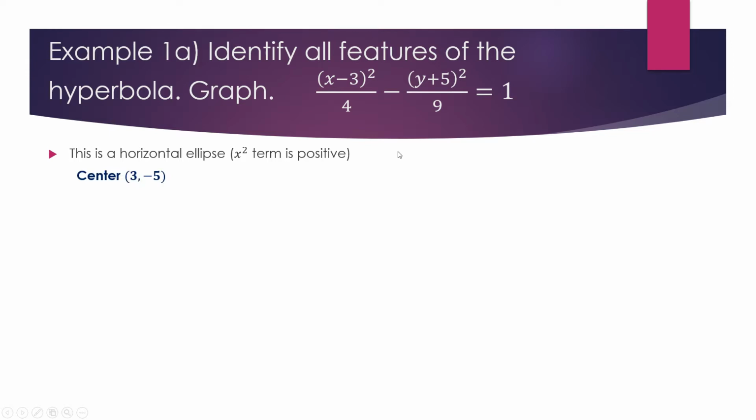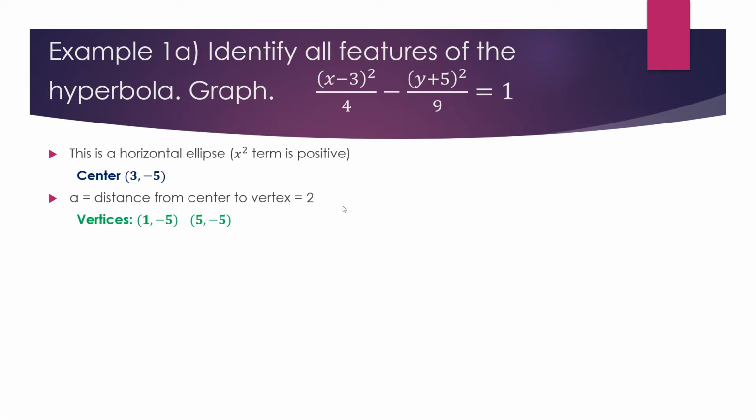Our center is going to be the point 3 comma negative 5, the opposite of each of the numbers in the parentheses. a, the distance from the center to the vertex, is 2. The denominator here is a squared. If a squared is 4, then a has to equal 2.